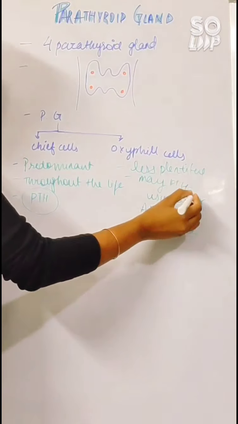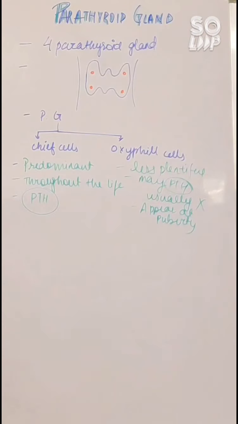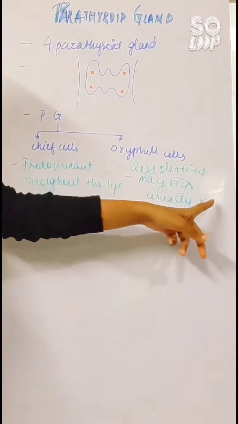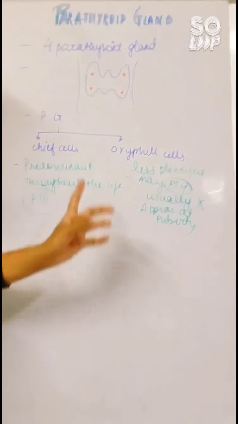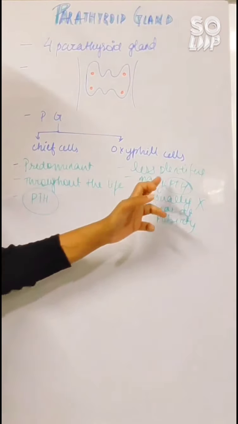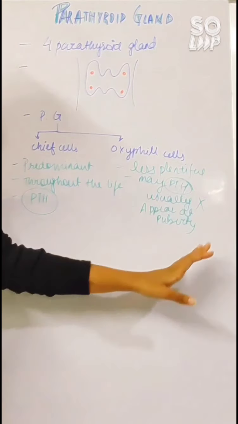As I told, PTH is released by the oxyphil cells in some cases. It's not for sure that they will secrete, but if they do, they secrete from the granules of the oxyphil cells, and those granules are called oxyphil granules. So the oxyphil granules will secrete the PTH.